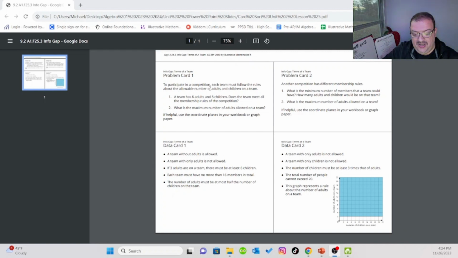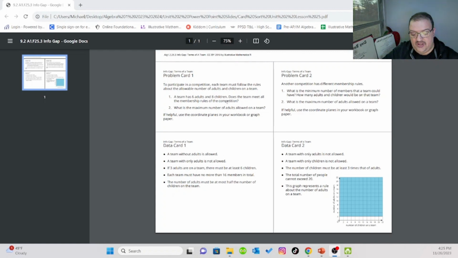Number one, a team has 6 adults and 8 children. Does the team meet all the membership rules of the competition? So we look through the rules. Number one, a team without adults is allowed. Well, that doesn't apply because this team has 8 children. Number two, a team with only adults is not allowed. Well, that doesn't apply. Again, we have 8 children.